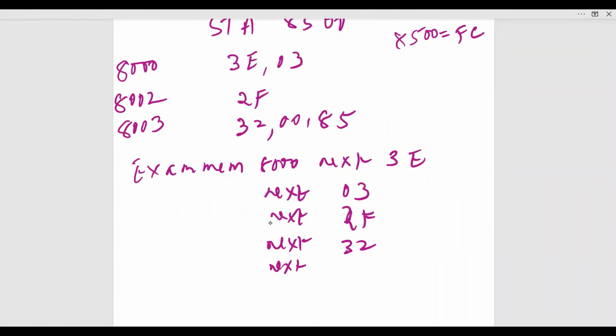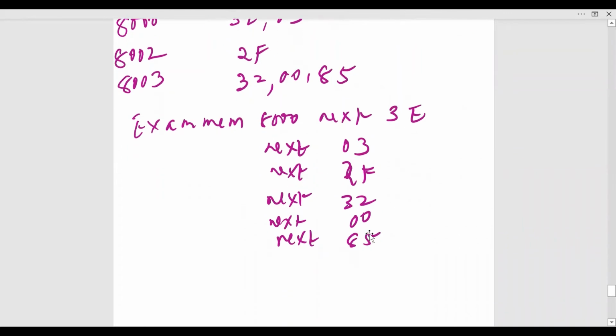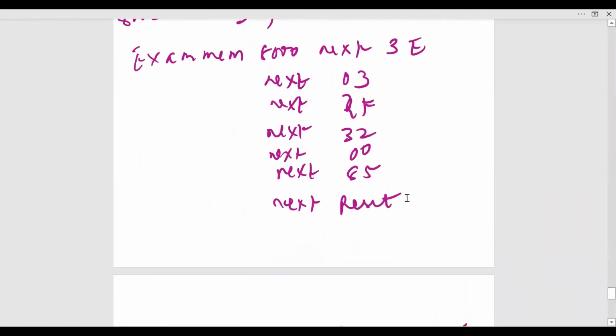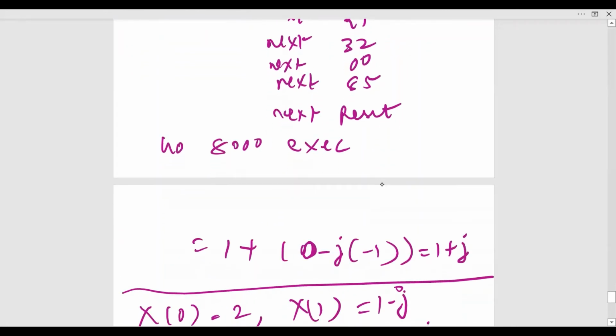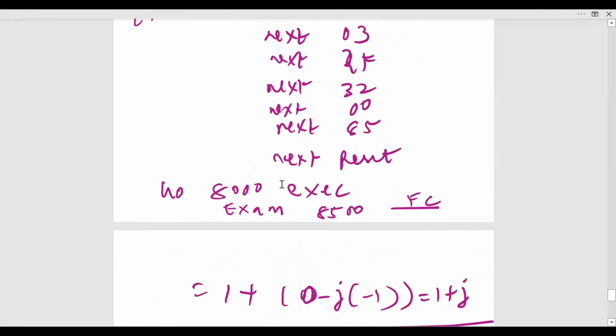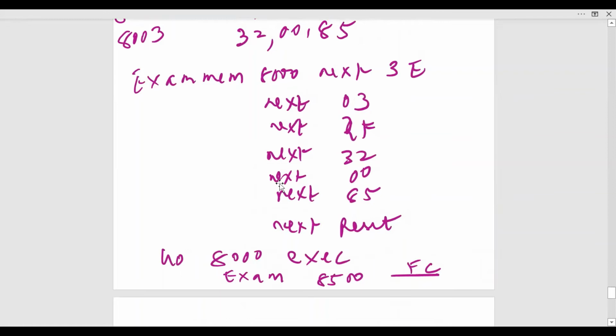Then again press next, and then type 32. Again press next, type 00. Again press next and type 85, and then press next, so 8003, 4, 5. Once you get 8006, here you have to press reset. So to execute the program, again go to the starting address of the memory, type 8000 and press execute. And then to check the answer, again examine memory. You can write examine memory 8500. You can see the answer FC. So this is a program to find complement of the accumulator.